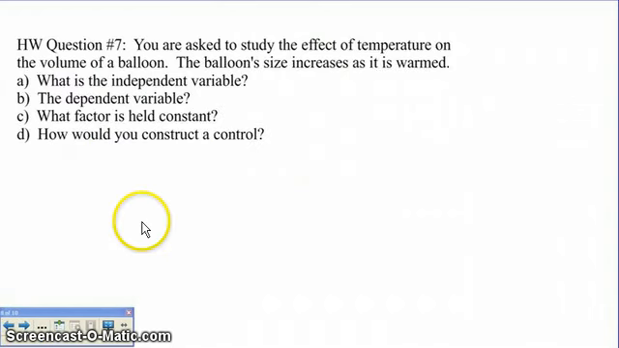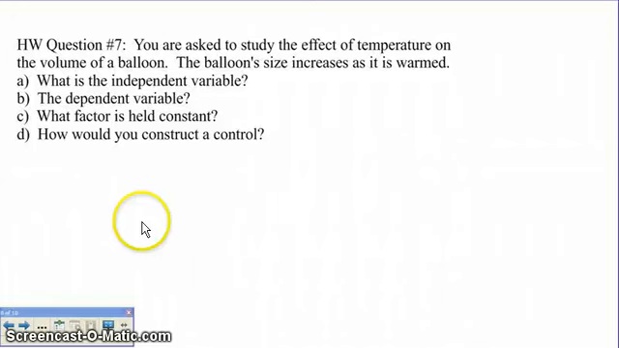All right, homework question number 7. You are asked to study the effect of temperature on the volume of a balloon. The balloon's size increases as it is warmed. Now, here's some terms that we just looked at, and hopefully you remember what these are from previous science classes. Question A of question 7 is, what is the independent variable?